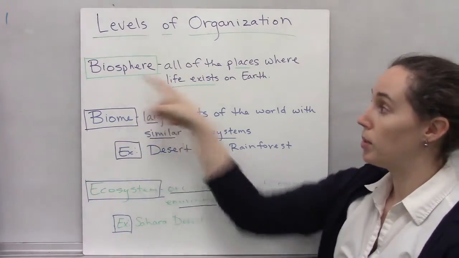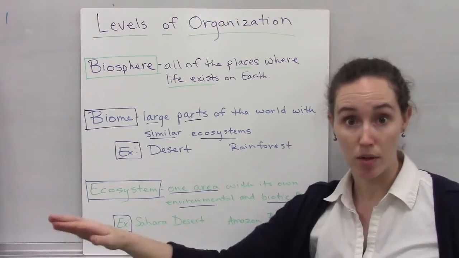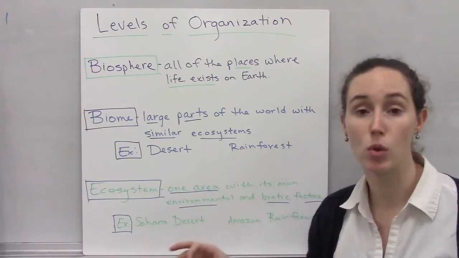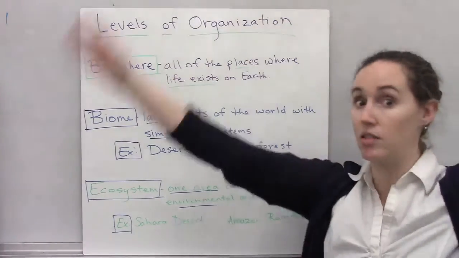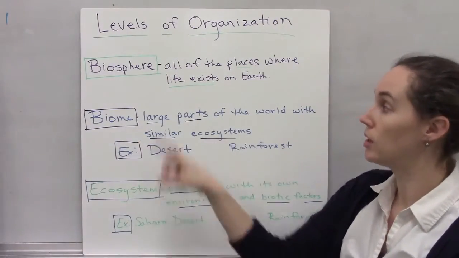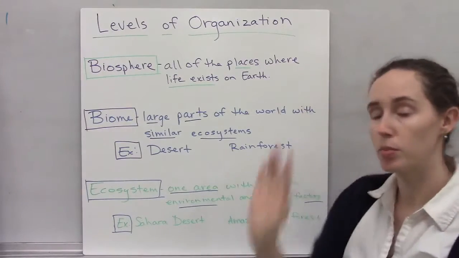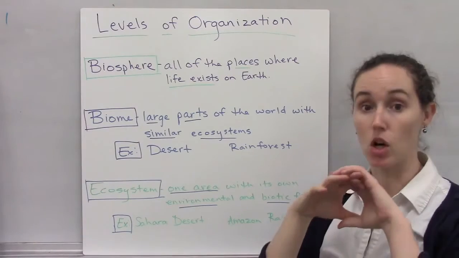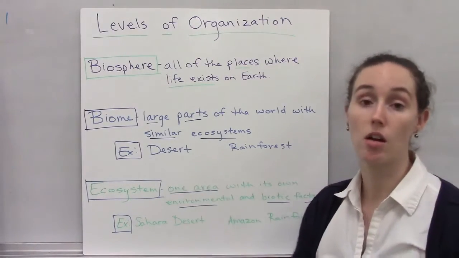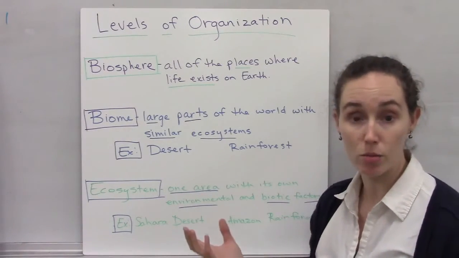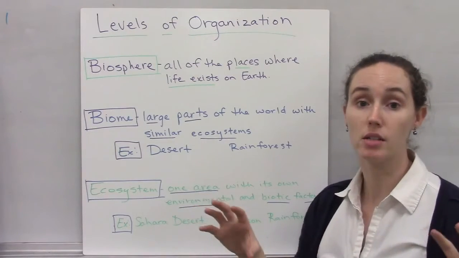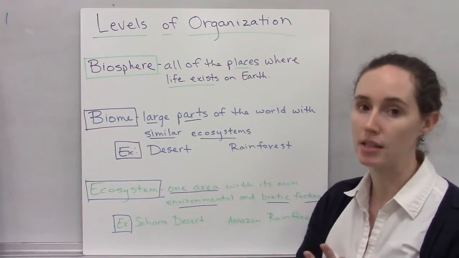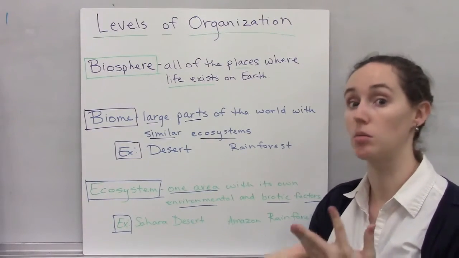So the biosphere isn't just what's on top of the earth, it's all the little things that live down in the soil, it's things that live in the air. So the biosphere is all the places on earth where life exists. The biosphere is broken down into big chunks called biomes. And biomes are just large areas with many ecosystems that have similar plants and animals and are adapted to that same similar environment.